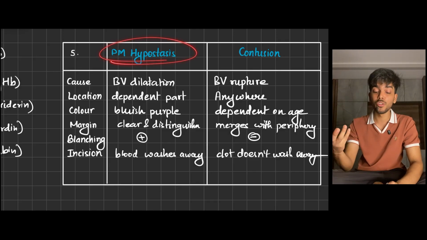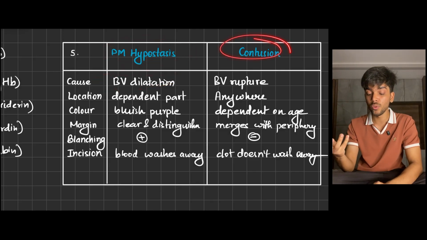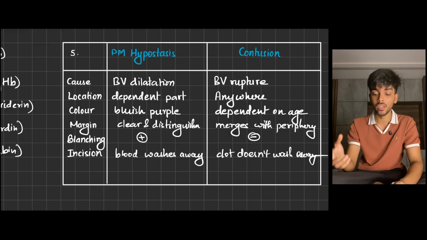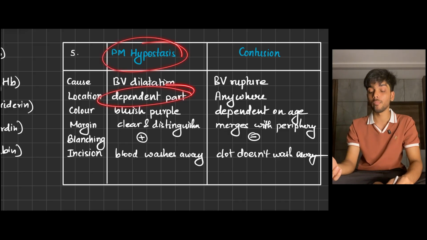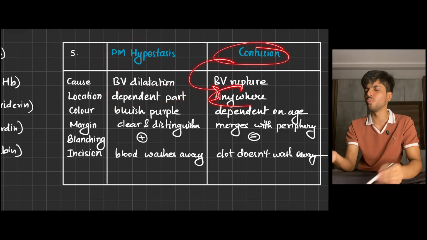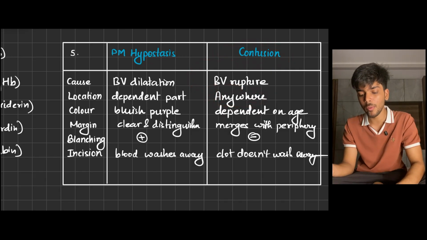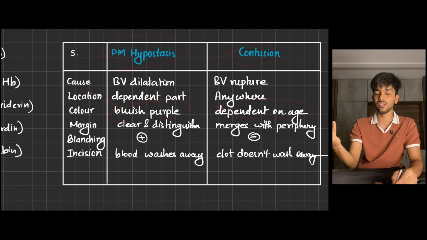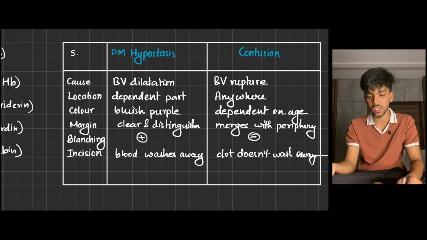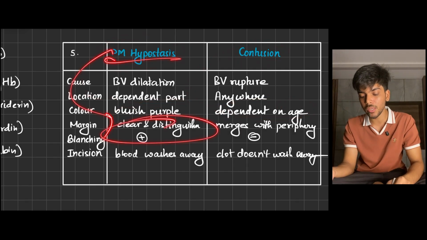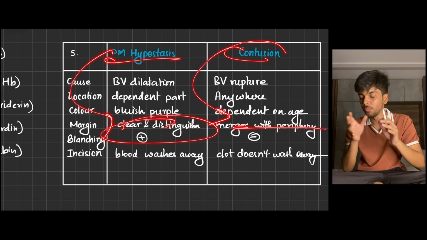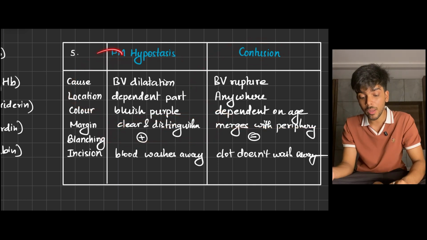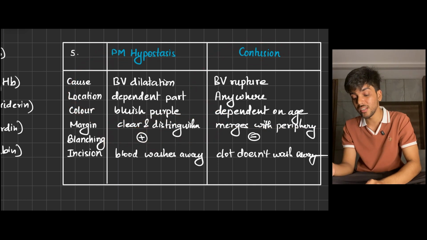Postmortem hypostasis is due to blood vessel dilatation. Contusion is due to rupture of blood vessel due to blunt force injury. Postmortem hypostasis is in a dependent part, while contusion can be anywhere depending on where the injury was sustained. Postmortem hypostasis is bluish purple in color. Contusion depends on the age of the contusion. Color depends on age of the contusion. Margin is clear and distinguishable. Contusion is not clear. It merges with the periphery. Postmortem hypostasis shows blanching. Contusion does not show blanching.